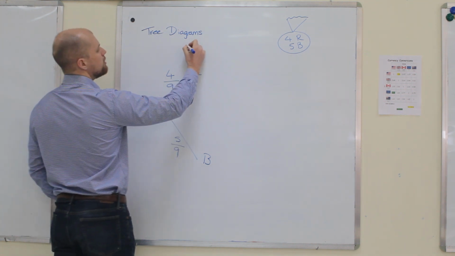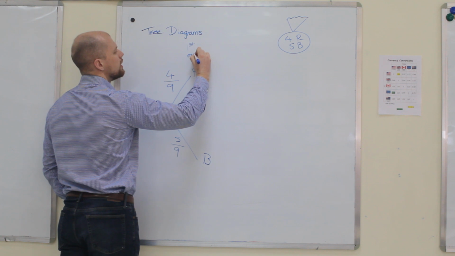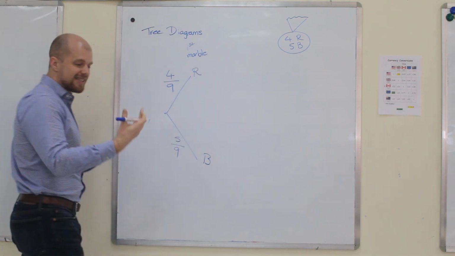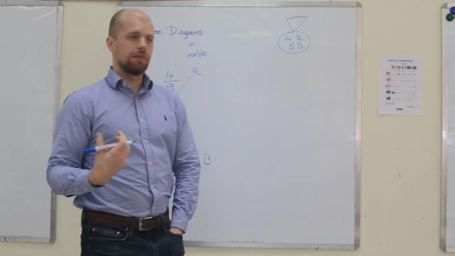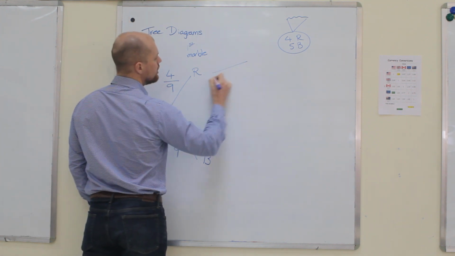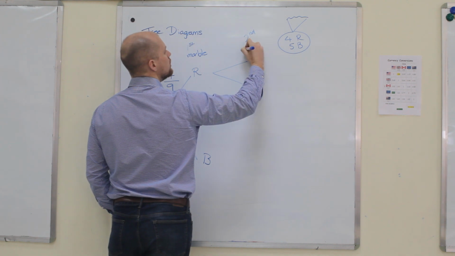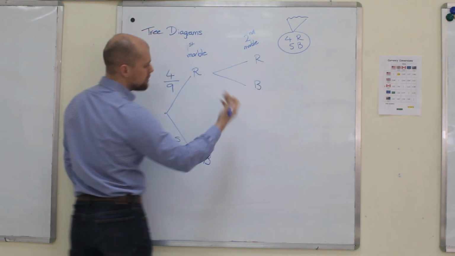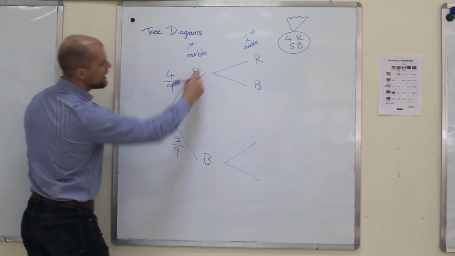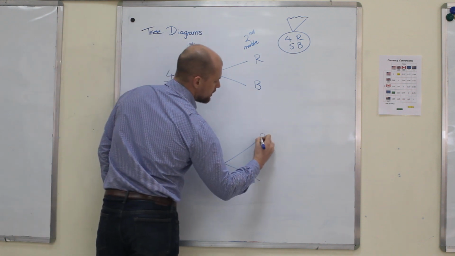So that was the first marble. That was my first event. My second one is I take another marble out again. And again, it can be a red or a blue marble. This is the second marble. But I have 2 sets of them, don't I? Because I could have taken out a red or a blue to start with.